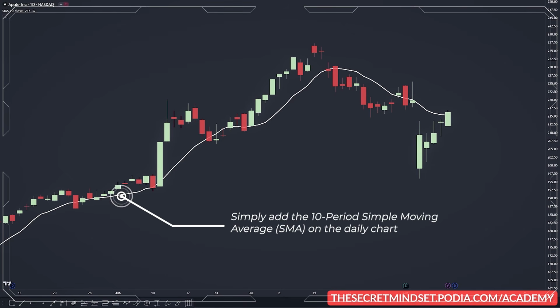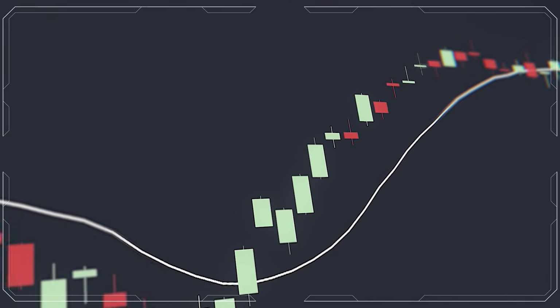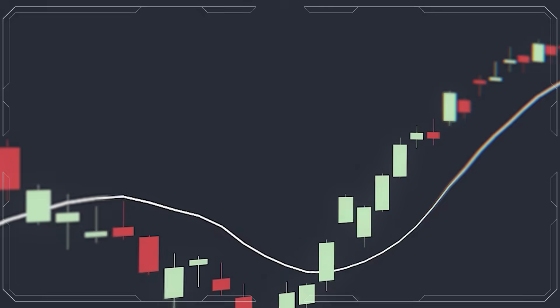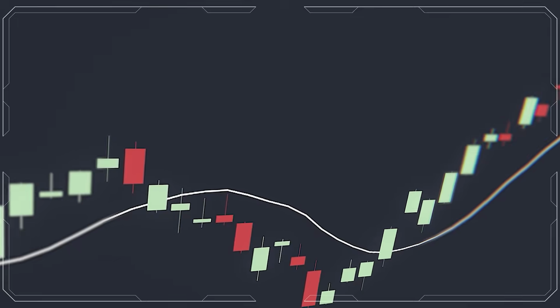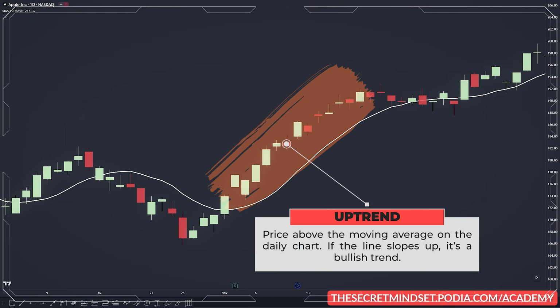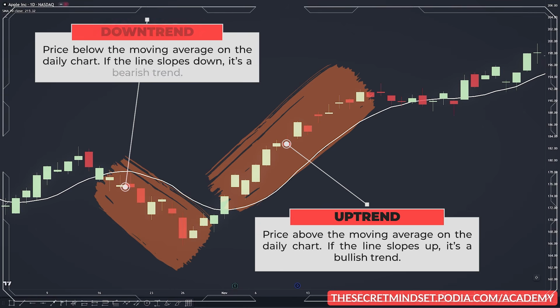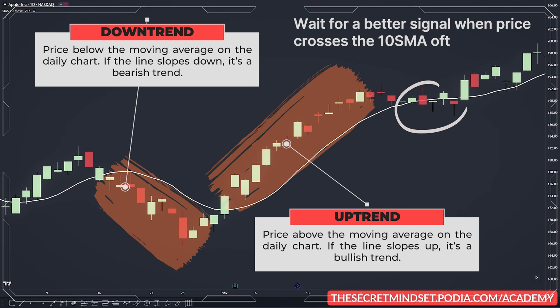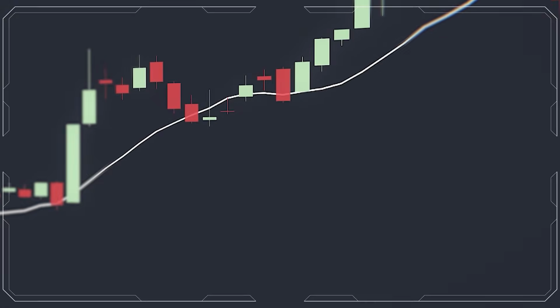I simply monitored the 10-period simple moving average on the daily chart. If you need a simple way to filter buy and sell trades, just use this simple method. Price above the moving average on the daily chart: look for buys on shorter time frames. If the line slopes up, it's a bullish trend. Price below the moving average: look for sell trades. A downward slope means a bearish trend. Price near or crossing the moving average often: wait for a clear trend or avoid trading.